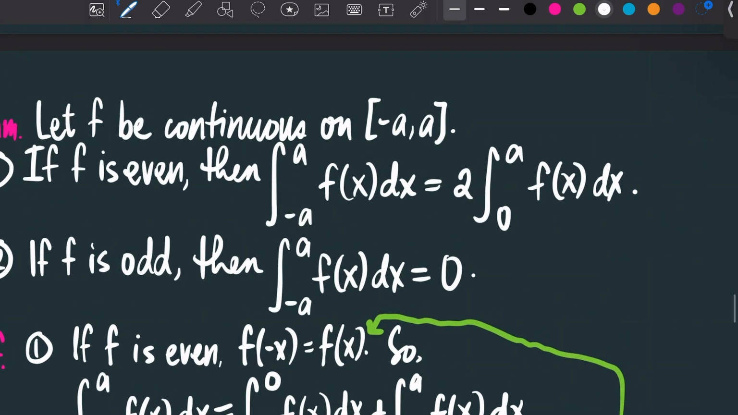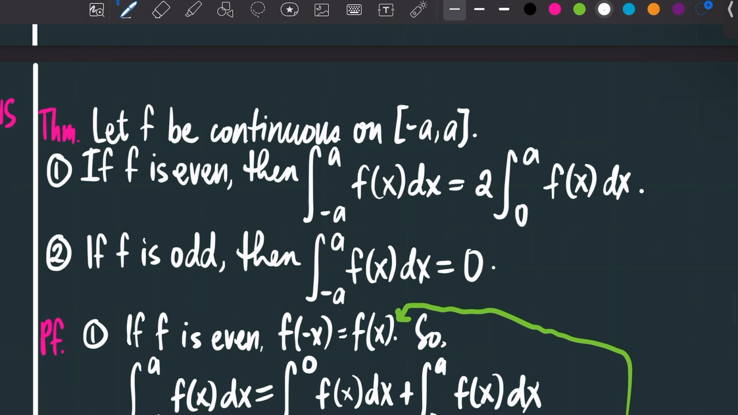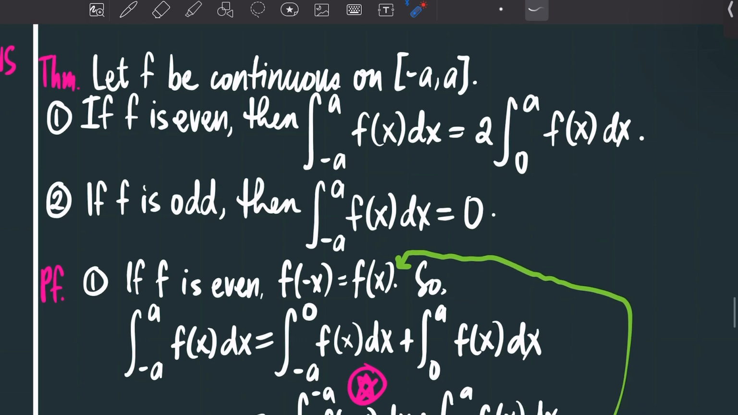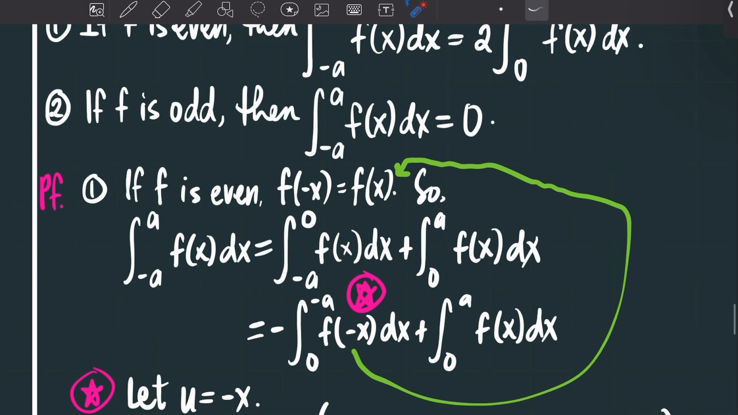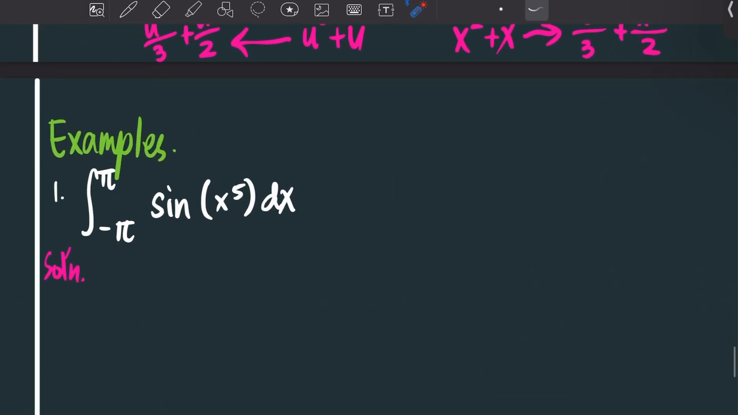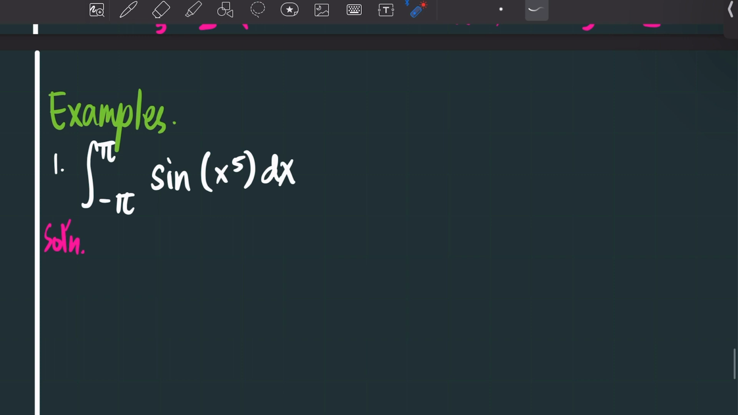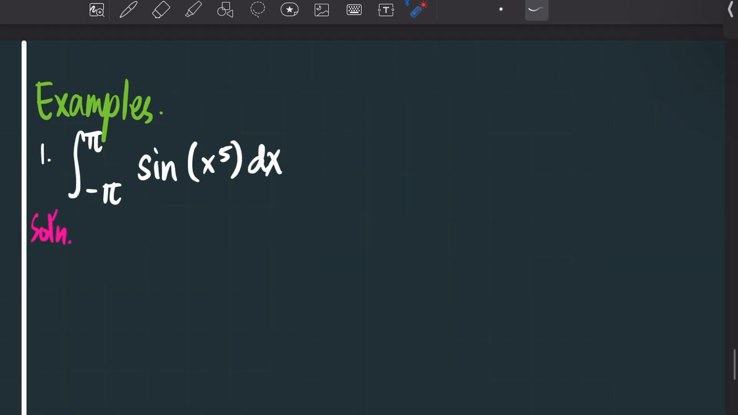So balikan natin yung theorem. If f is even, then the integral from negative a to a of f of x is just twice nung integral from 0 to a. Tapos kung odd yung f, integral from negative a to a of f of x is just 0. So let's try the following examples. Number 1, find the integral of sine of x raised to 5 dx from negative pi to pi.